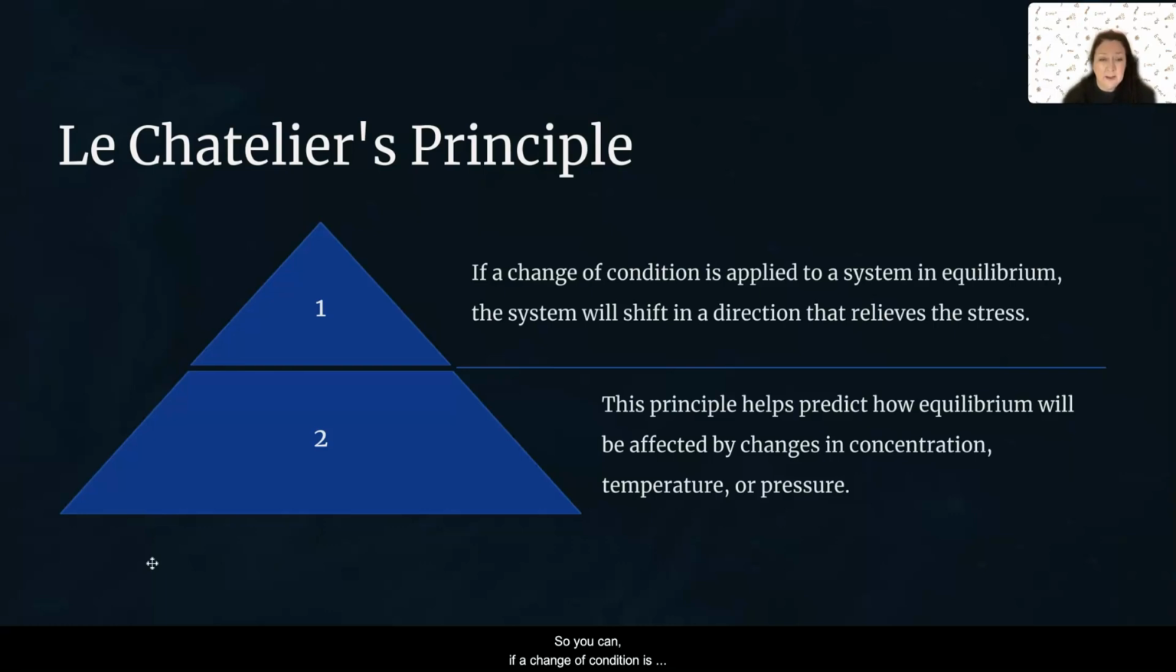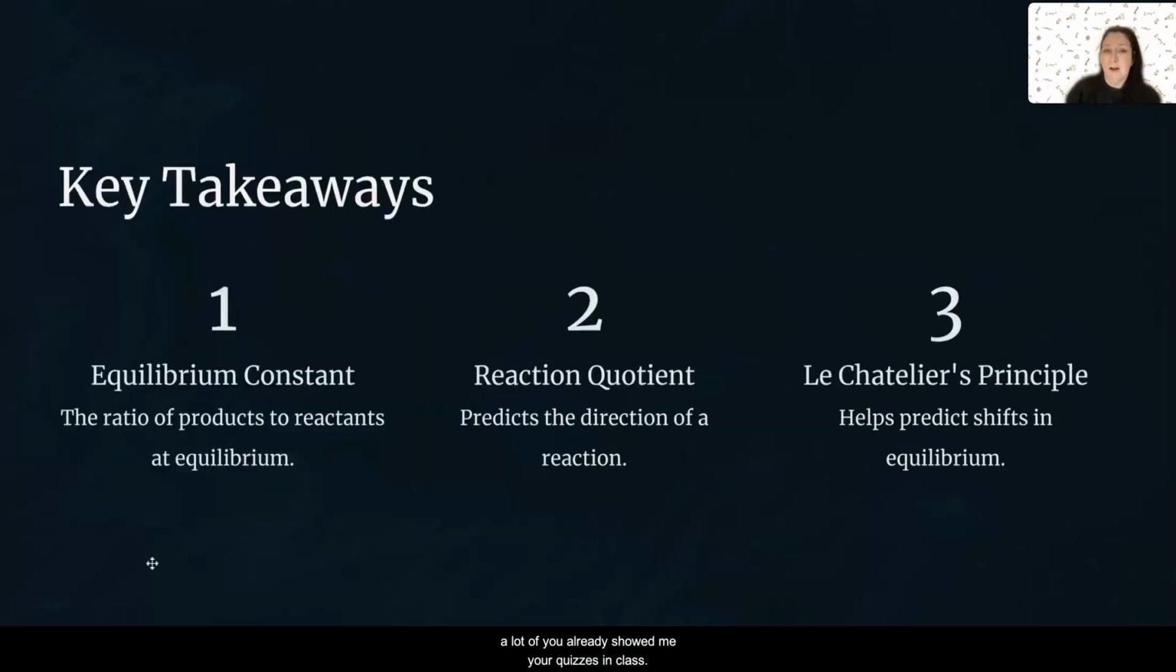If a change of condition is applied to a system at equilibrium, the system is going to shift to alleviate that stress and get itself back into equilibrium. So your equation is under stress if it's not at equilibrium, so it's got to reestablish it. That's its goal. This principle helps predict how equilibrium will be affected by changes in concentration, temperature, and or pressure. We already know how to do that, and a lot of you already showed me your quizzes in class, so you're mastering it, which is great.